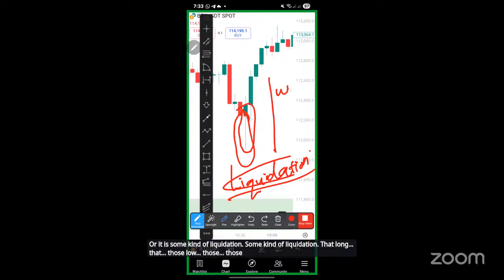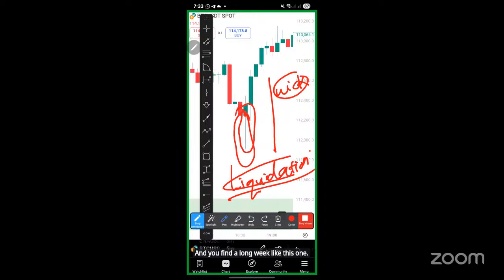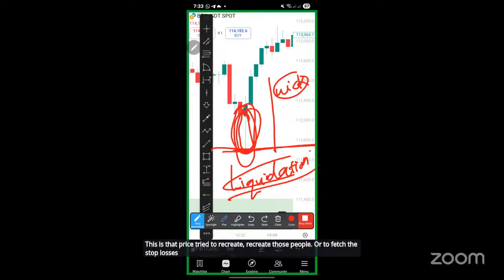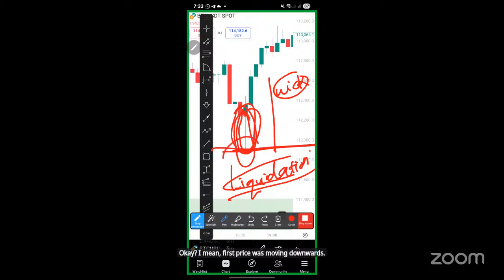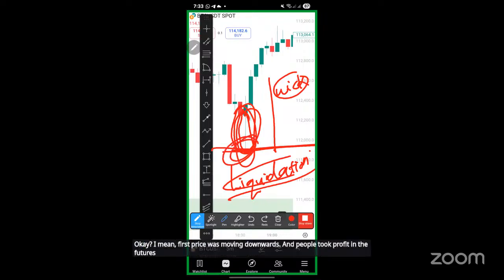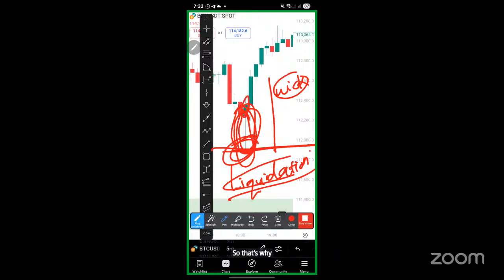Those longer wicks. When you find a long wick like this one, it confirms what? You see that price tried to liquidate those people, all to fetch the stop losses that were put here. Price was moving downwards and people took profit in the futures market around this point. So price comes here and pushes below this and liquidates some people, takes some profit, and price continues to the upward side.